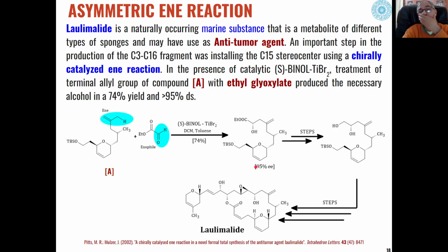So a stereo center will be formed. So these are asymmetric Alder-ene reactions. And then this type of molecule on reduction of this ester group will lead to the formation of glycols, and then further steps will lead to the formation of laulimalide as the product.